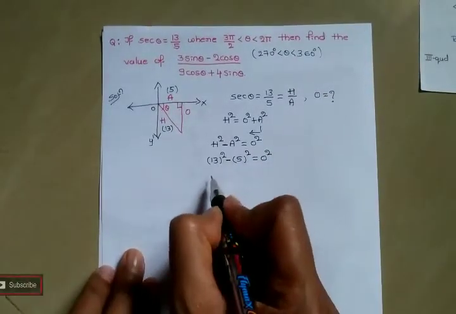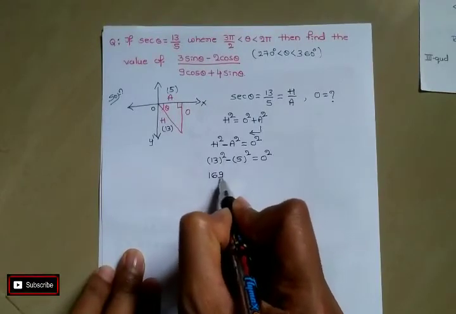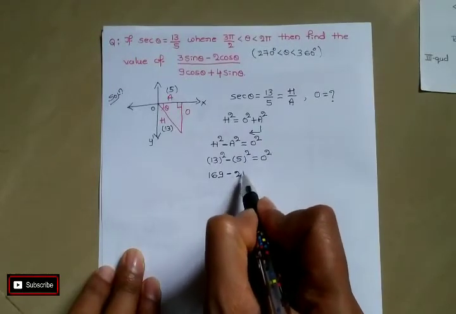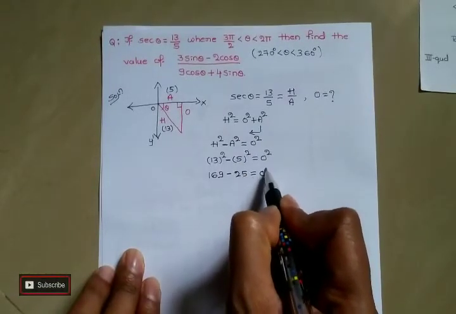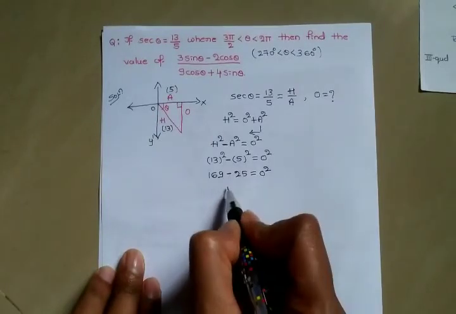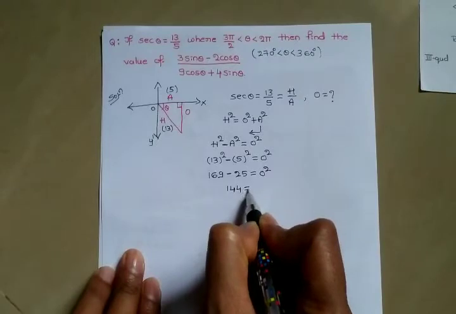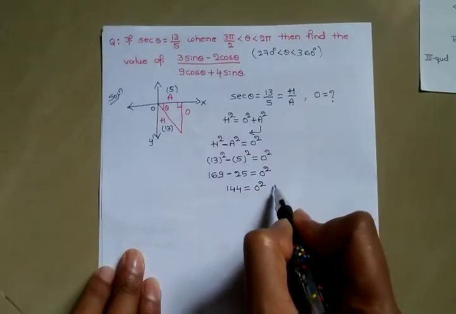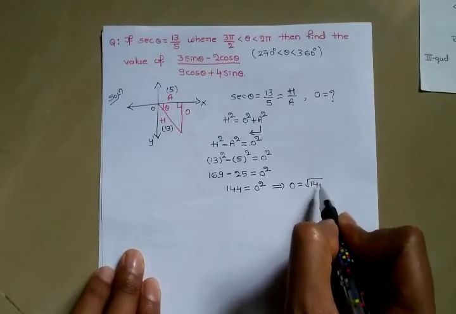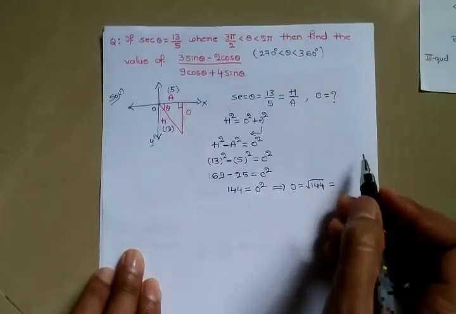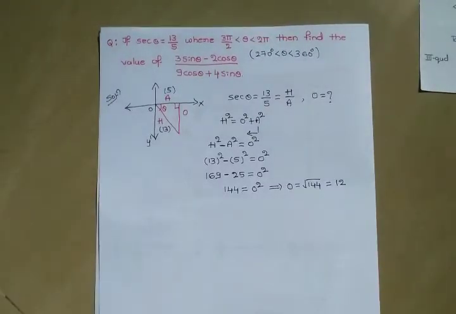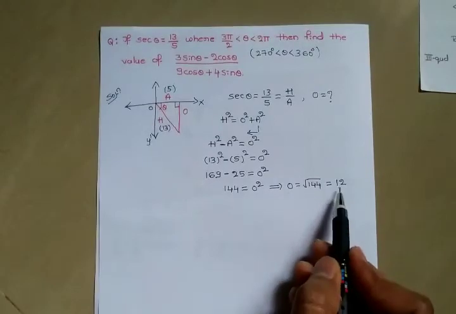So 13 square is 169 minus 5 square, which is 25, is equal to what here? O square. So 169 minus 25 is 144, equal to O square. So it implies that O is equal to the square root of 144. That is the perfect square again. That value is how much here? 12. Correct. So finally you got the opposite side value.